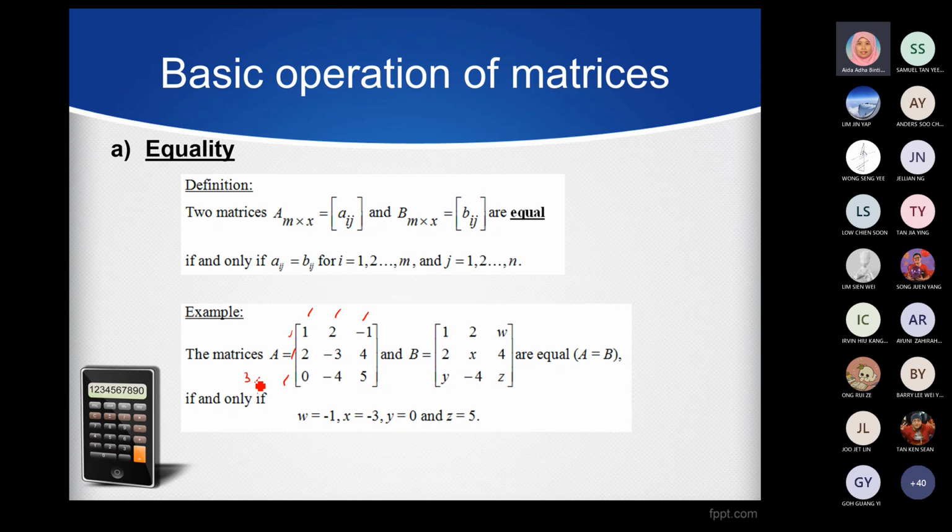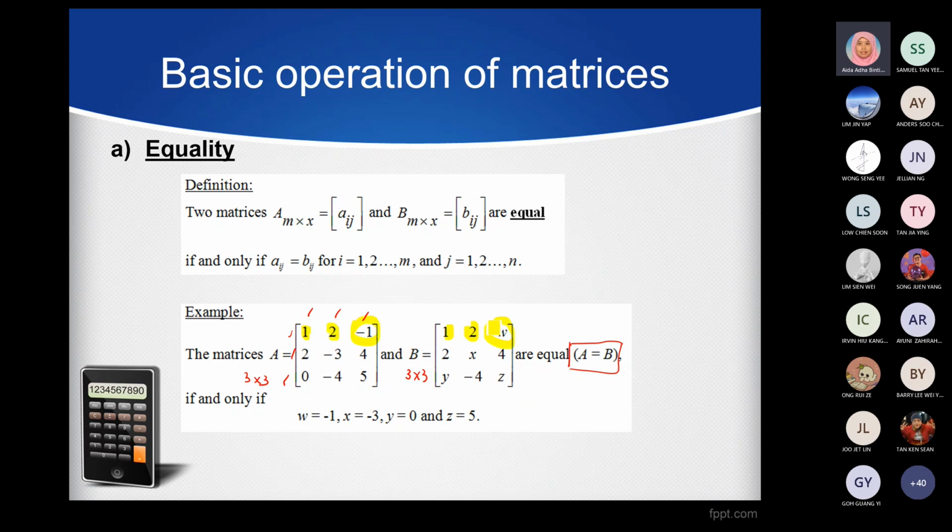So this is the 3 times 3. And the matrix B here is also 3 times 3. So when we put the statement A equals B, it means each element must be the same for the matrix A and the matrix B here. So you can see this is 1, this is 1, this is 2, this is 2.